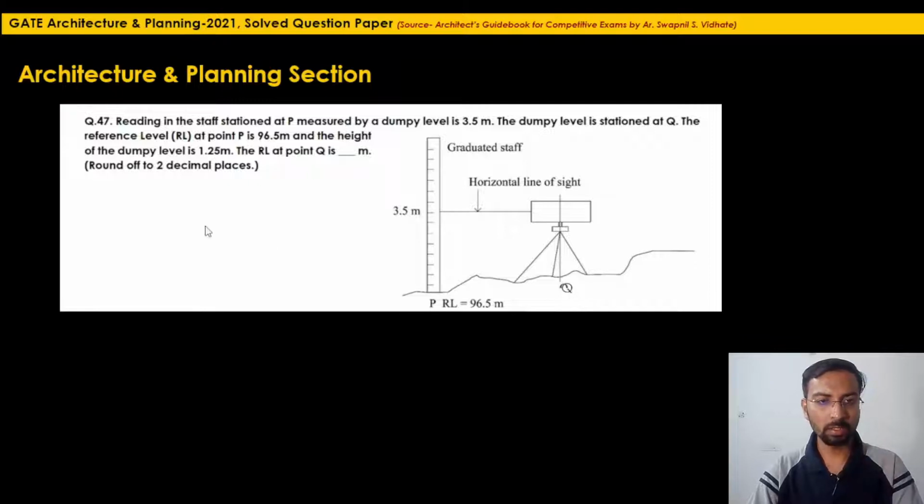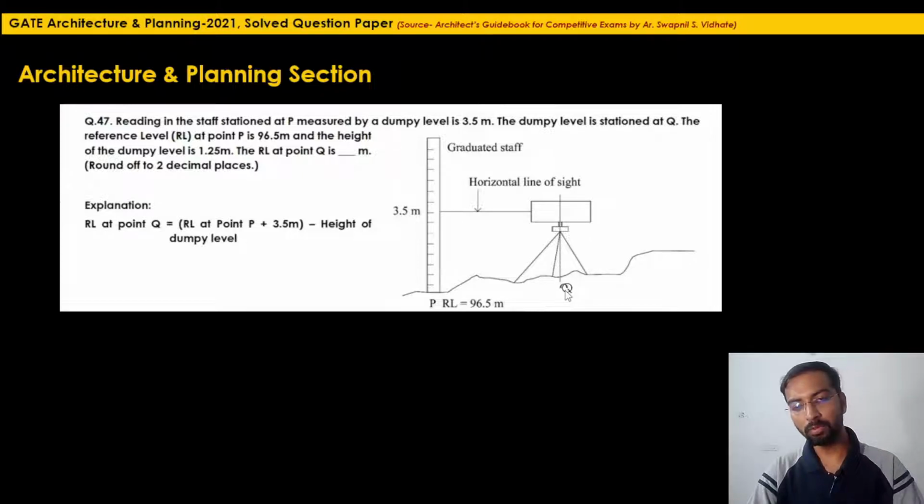This is the answer. So here what we will do: the reference level till this point when the reading was taken, which was 3.5 meter, so the reference level here will be 96.5 plus 3.5, and if you subtract the height of dumpy, we will get the reference level at point Q. This is the simple logic for finding the reference level at point Q. So RL at point Q will be RL at point P plus 3.5 minus height of dumpy level.